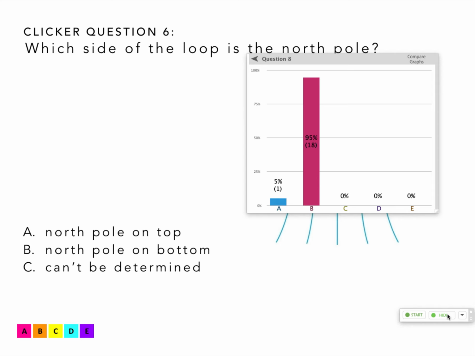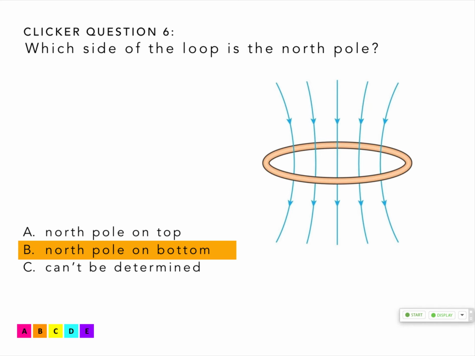Okay, so the North Pole is on the bottom because remember, inside it points from south to north, outside it points from north to south. So this would be the North Pole, this would be the South Pole. Okay?